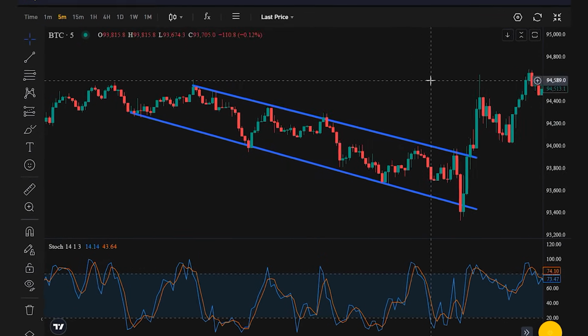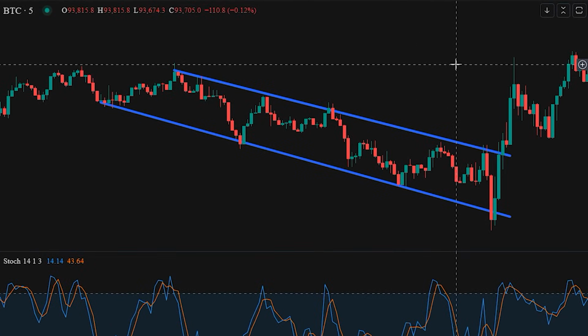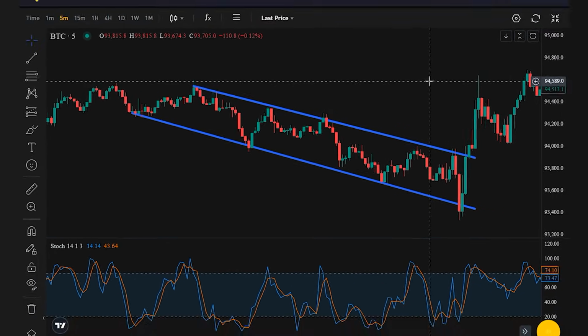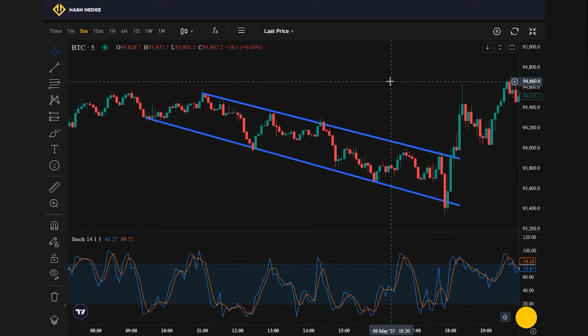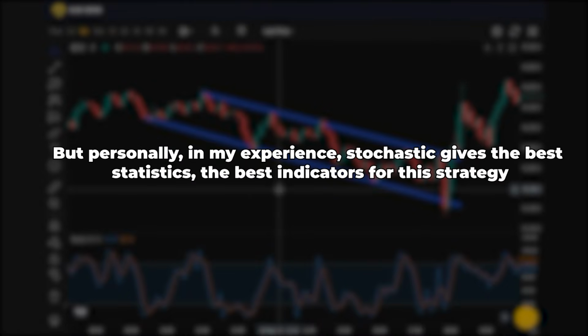Just like that, using rules like these, you can use trend lines in your trading. They work especially well in combination with other technical tools. You can use something other than stochastics, but personally, in my experience, stochastic gives the best statistics, the best indicators for this strategy.